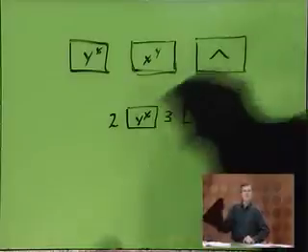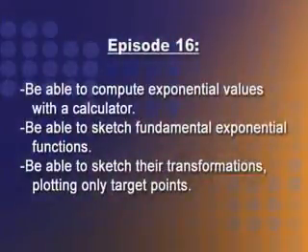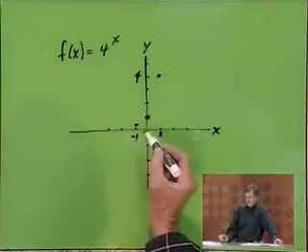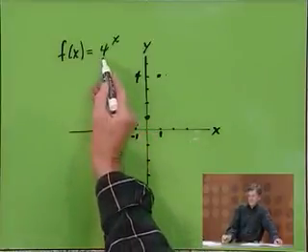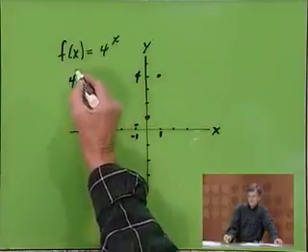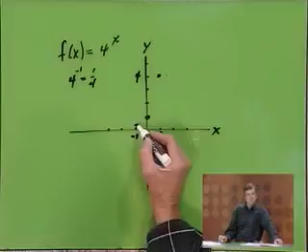Okay, let's go back to episode 16 and look at the other items on that list. You should be able to sketch the fundamental exponential functions. The first power is 4, so I went up 4. And when x was -1, the value there is 4 to the negative 1 power, and 4 to the negative 1 is 1/4. So we went up the reciprocal of the base.